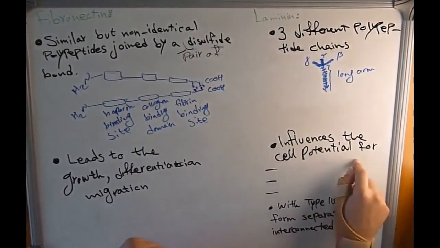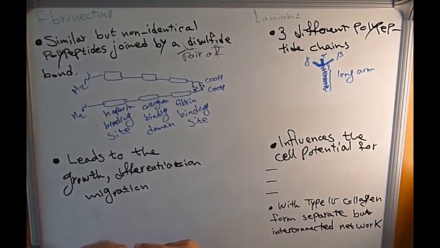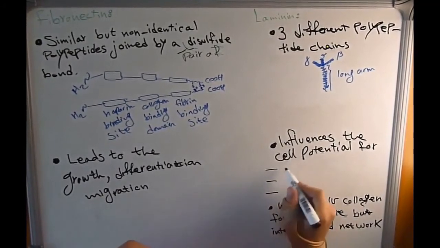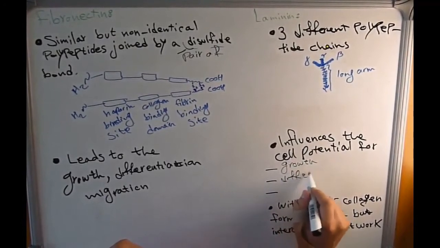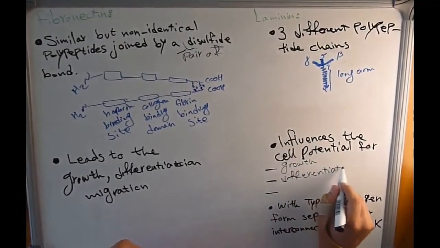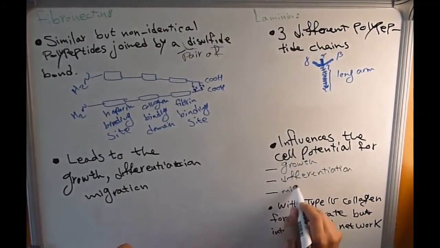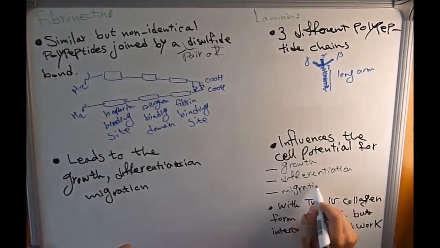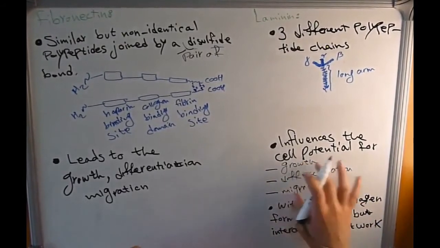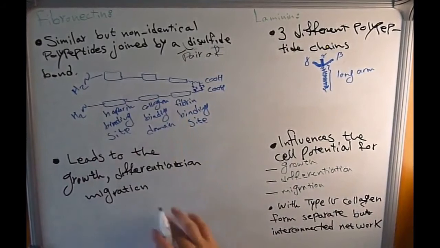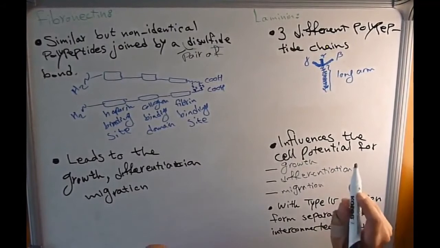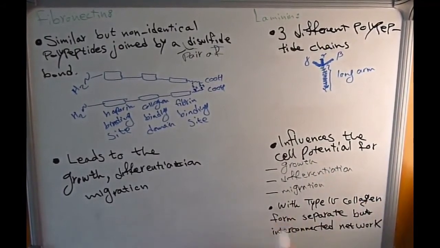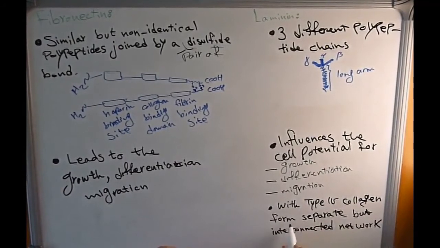The laminin influences the cell potential for growth, differentiation, and migration. As you can see, it is all the same as the fibronectin function.